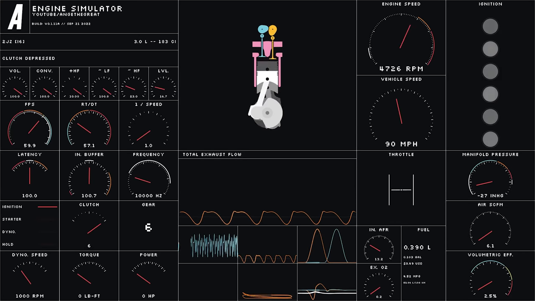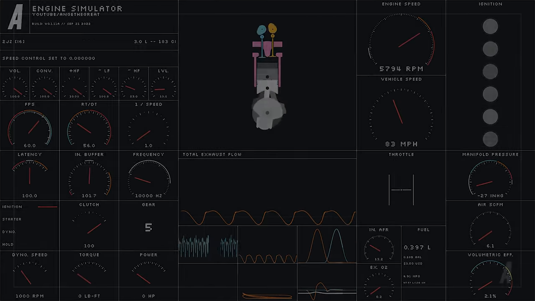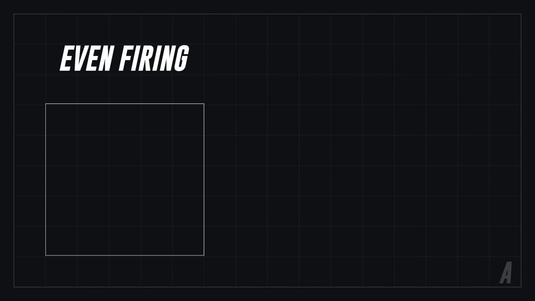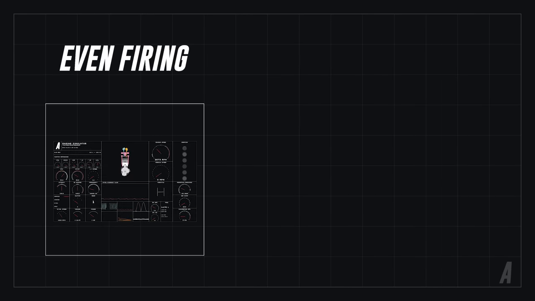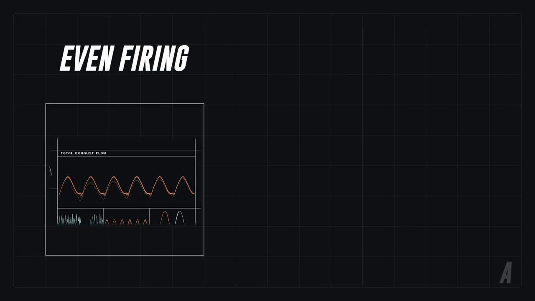Going to be doing a study of V6s. But before we talk about that, I want to talk a little bit about even firing versus uneven firing engines. An even firing engine has the cylinder firing events spaced evenly in the cycle. So our 2JZ, for example, is even firing, and you can see that the exhaust pulses are evenly spaced.